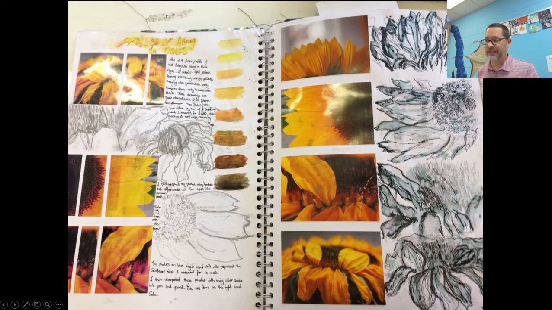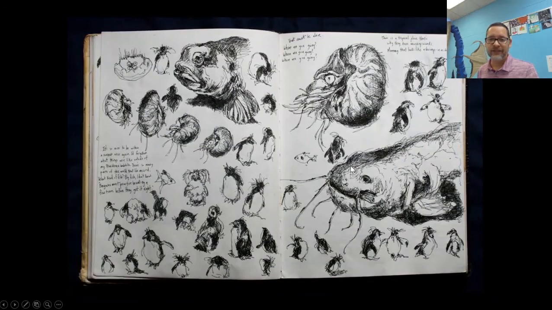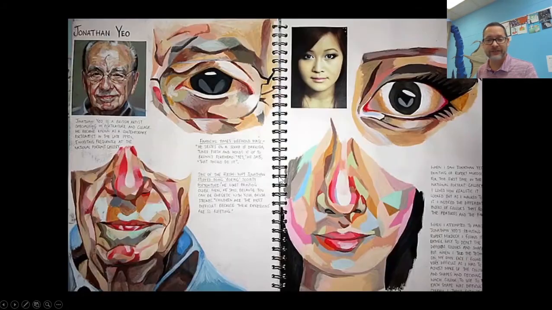So, studying. Here you've got an artist who's studying some sea life. There's fish, and these I think are called a nautilus. Catfish, penguins, just studying, doing quick sketches to learn what these animals look like. These aren't finished drawings. They're good drawings, but they're not finished drawings, so just kind of free and loose.